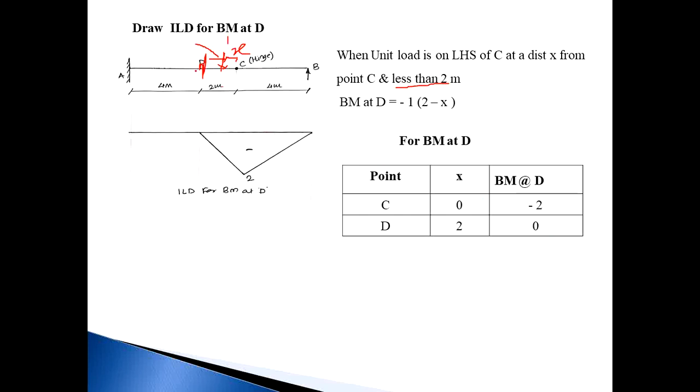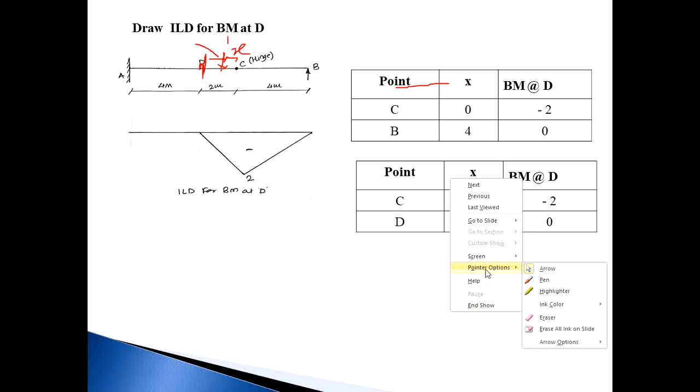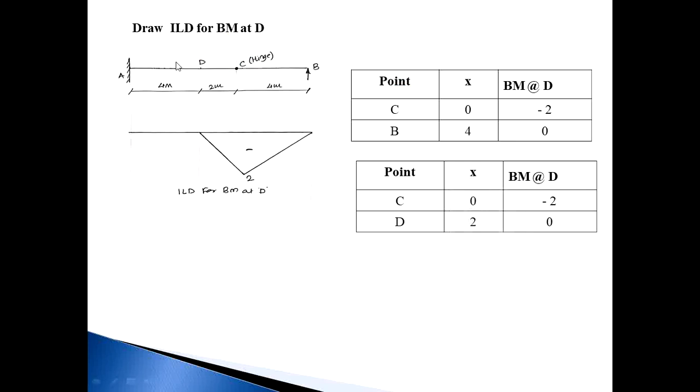And when load crosses that D point, consider only the right side and there is no load, so bending moment at D is 0, meaning when load lies between A to D, the bending moment value at D is equal to 0. So these are the coordinates when load is on the RHS of C, and this is the load on LHS of C and in between D.